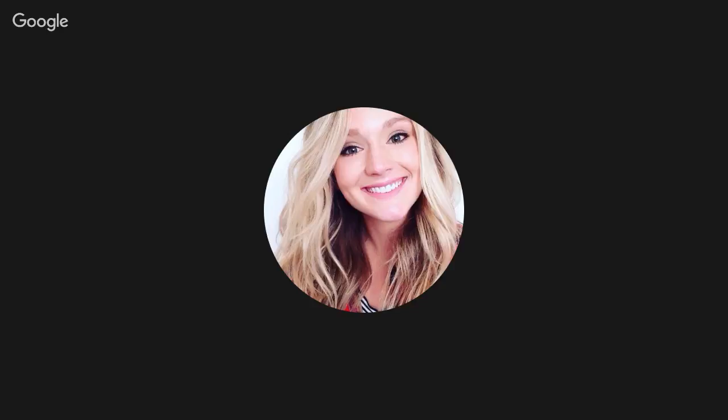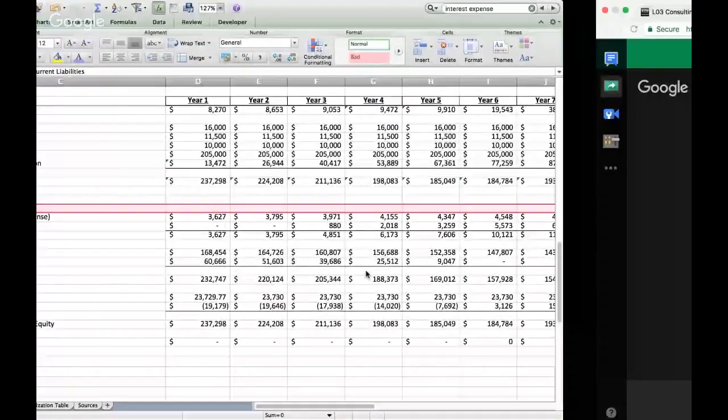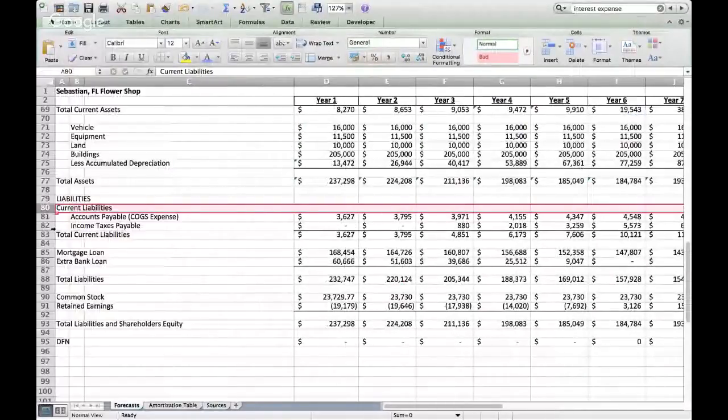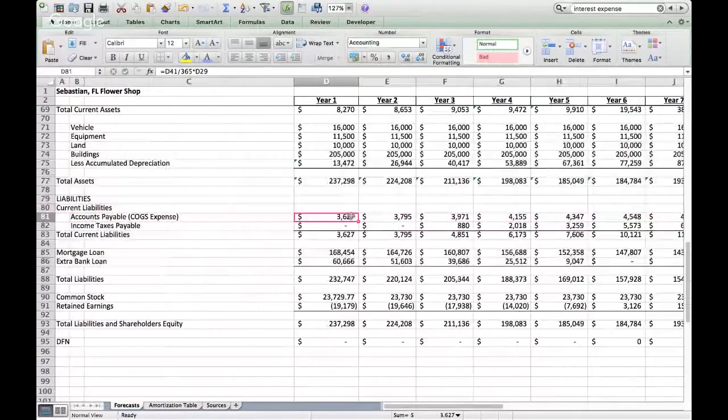So we decided to go with a small flower shop in what is known as Sebastian, Florida. First, let me share my screen so you can get that up there. Okay, so what we have first is accounts payable.